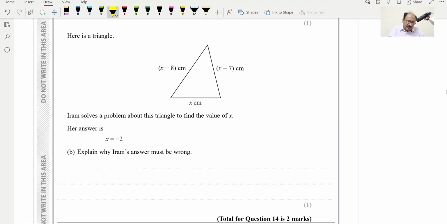Here is a triangle, and the measurements of all three sides are provided in the form of variables. Iram solves a problem about this triangle to find the value of x. Her answer is x is equal to minus 2. Explain. So minus 2 is not possible. Length cannot be minus 2. See, this side is a length. X is this side, which is the length of the base. So it cannot be negative.